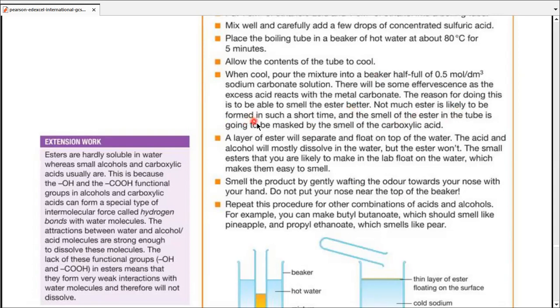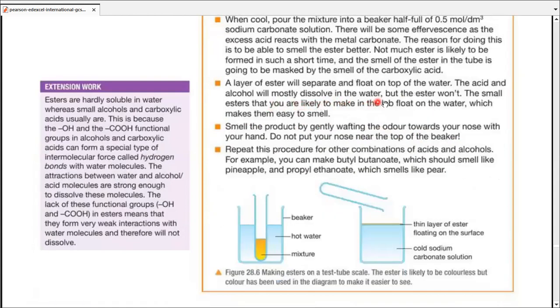Not much ester is likely to be formed in such a short time, and the smell of ester in the tube is going to be masked by the smell of carboxylic acid. So a layer of ester will separate and float on top of water. The acid and alcohol will mostly dissolve in water, but the ester won't. The small esters that you are likely to make in the lab float on water, which makes them easy to smell. As they will have a larger surface area, it would be very easy to detect the sweet, fruity smell coming out of the ester.